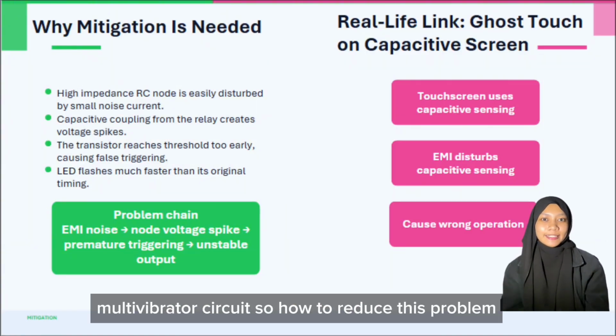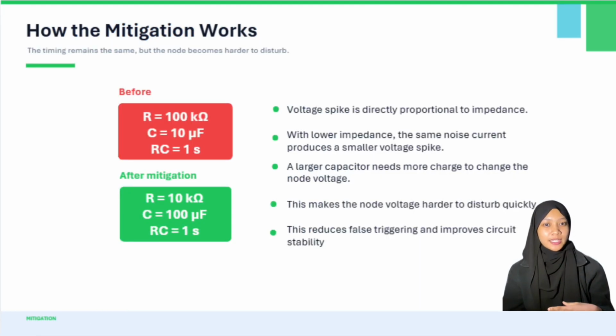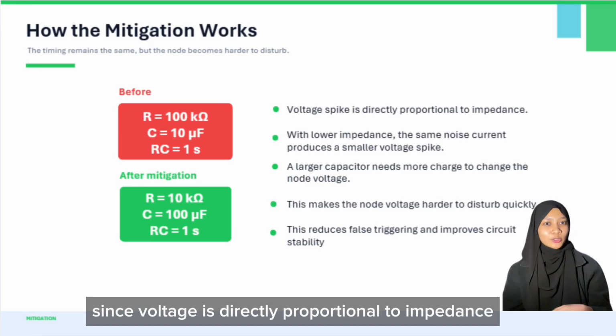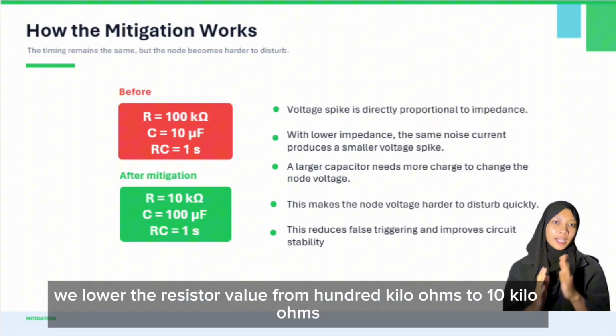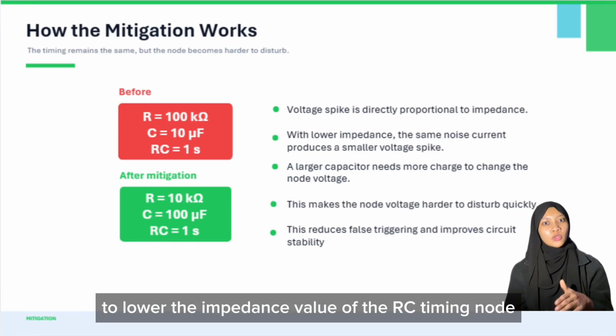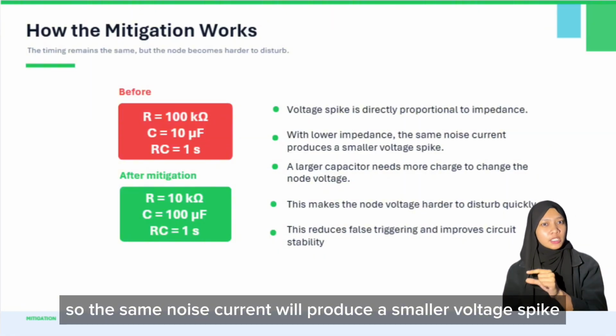astable multivibrator circuit. So, how do we reduce this problem? Since voltage is directly proportional to impedance, we lower the resistor value from 100 kiloohms to 10 kiloohms to lower the impedance of the RC timing node. So the same noise current will produce a smaller voltage spike.